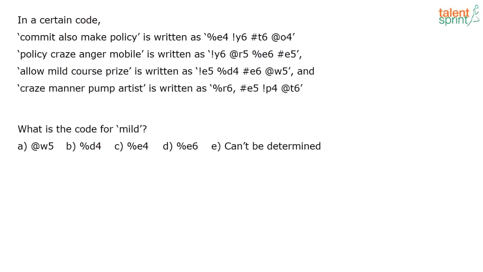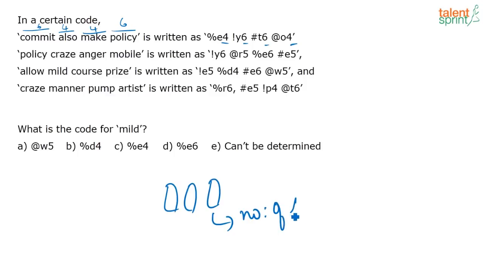Now here again, if you see commit, how many letters are there in the word commit? C-O-M-M-I-T. There are 6 letters. Here there are 6 letters in this word. 4, 4, 6. Now in the code you can see 4, 6, 6, 4. So basically in the pattern, in the end they are using the number of letters in the given word. Correct? So if you are taking mild, what is going to be your last letter? It is going to be 4.